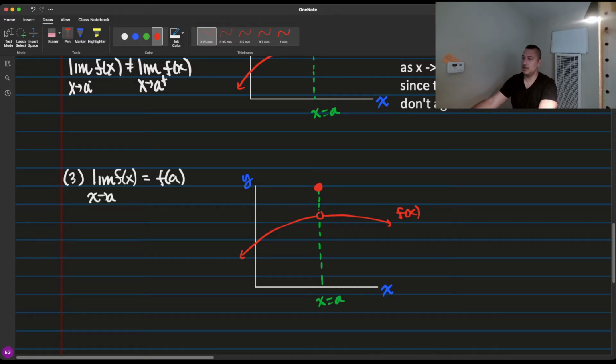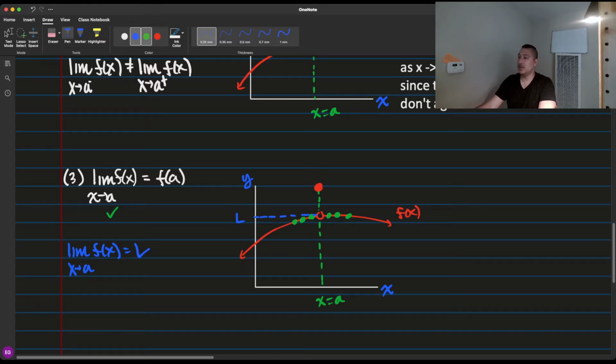So notice the limit exists because as you approach a from the left, you're heading towards the open circle, and as you approach a from the right, you're heading towards the open circle. The limit exists. And let's say that that open circle has some y value L. So the limit as x approaches a of f of x equals L. Cool, it exists.